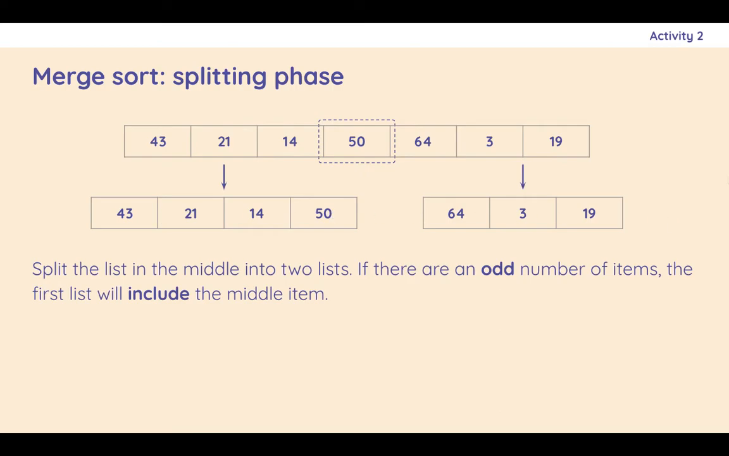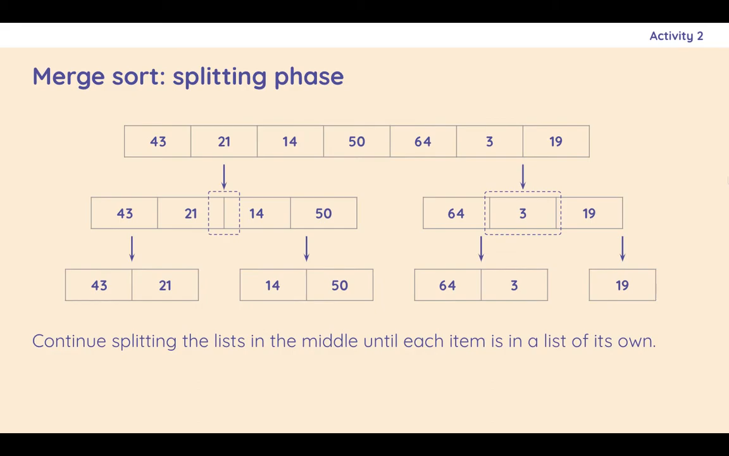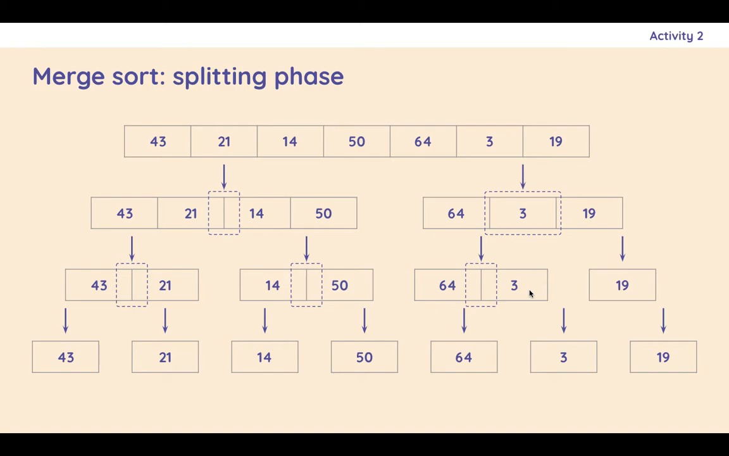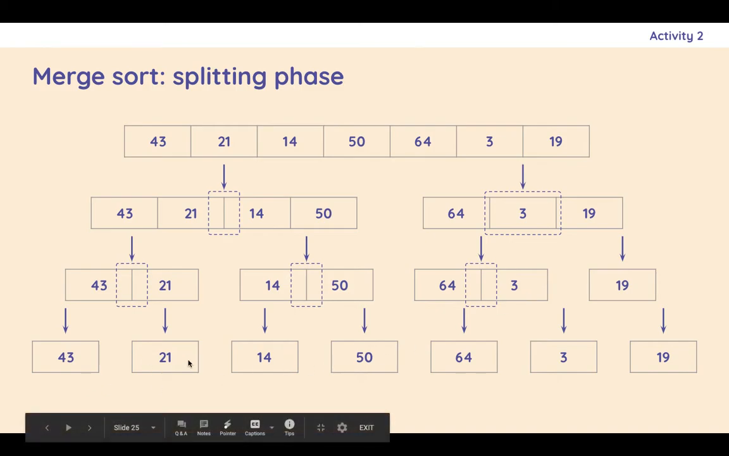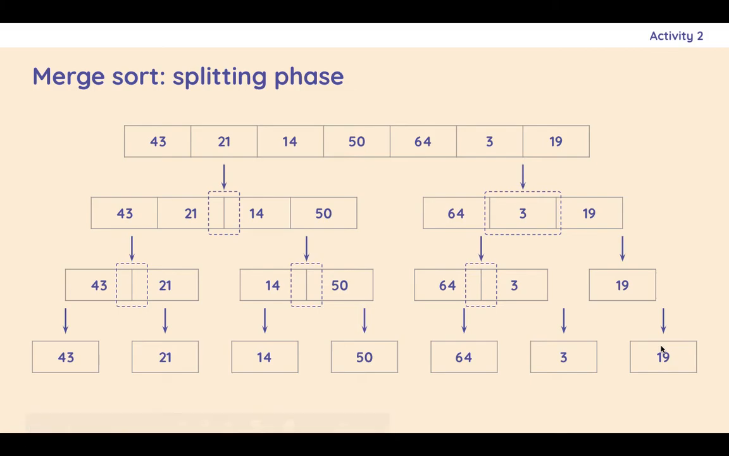But we have to recurse this process. We have to do it again. So our 4 item list gets split into 2 lists, each with 2 items in, and our 3 item list gets split into a 2 and a 1. So you can see they're the same data items, but now we've got several little lists, and we're going to split it one more time until we have 1, 2, 3, 4, 5, 6, 7 lists, each of 1 item.